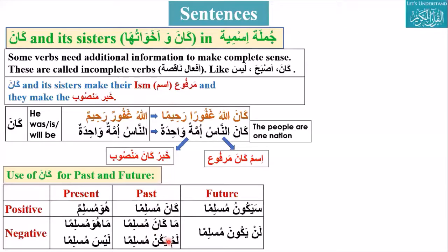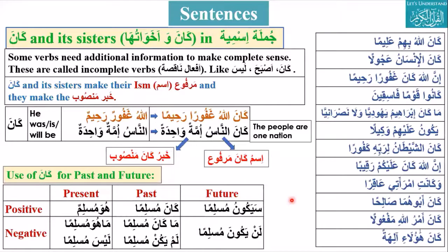Or we can also say lam yakun. Lam plus yakun. Because of lam, it becomes yakun. Lam yakun musliman. He was not a Muslim. So both are correct. If we have to make a future negative, we would use lan yakunu. Yakuna. Because of lan, it becomes mansub. Lan yakuna musliman. He will never be a Muslim. Okay. So these are the uses of Kana in Jumla Ismiya.